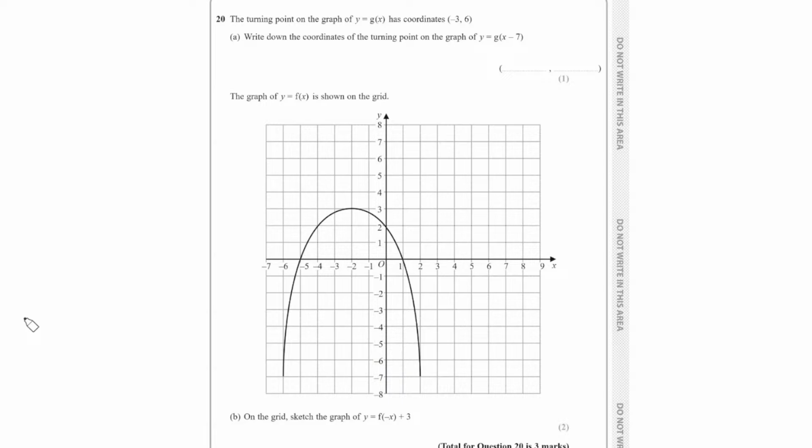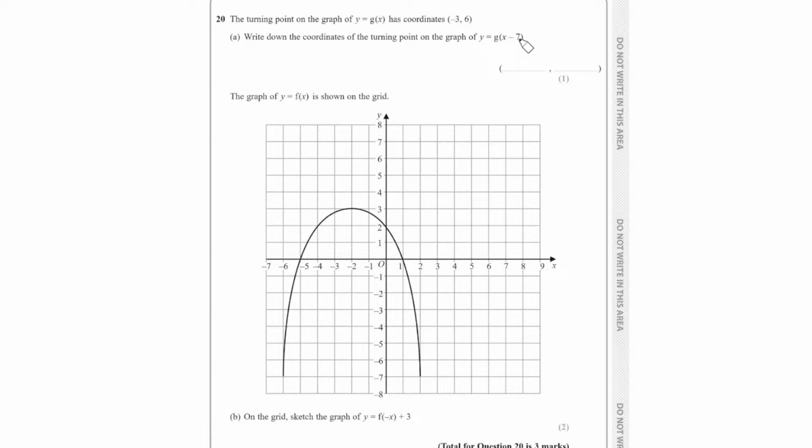Okay, alright, that's fine. So the turning point of the graph of y equals g of x has coordinates -3, 6, which you can see here. Oh no, that's a different one, isn't it? They've drawn f of x, which you can't see there. Ignore what I'm just saying. So g of x, turning point of the graph has coordinates -3, 6, which we cannot see on the graph. Ignore the graph below.